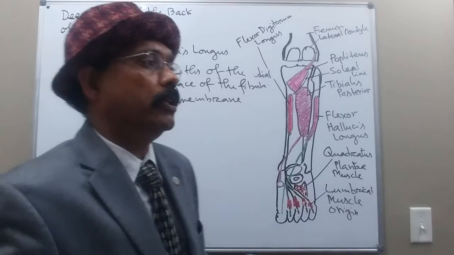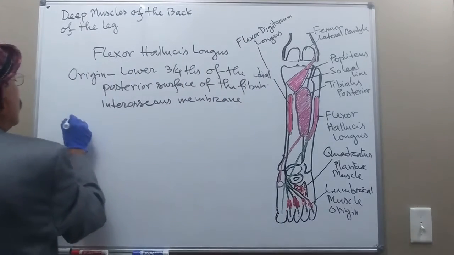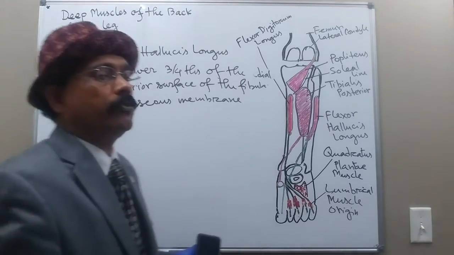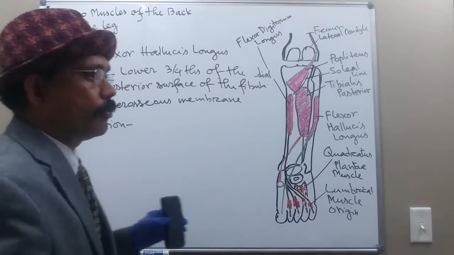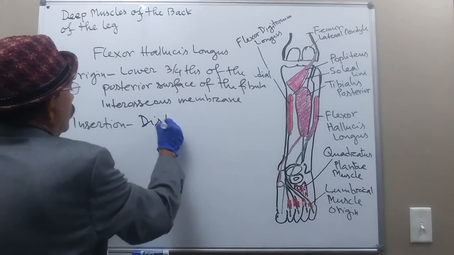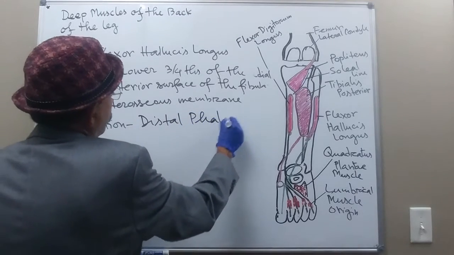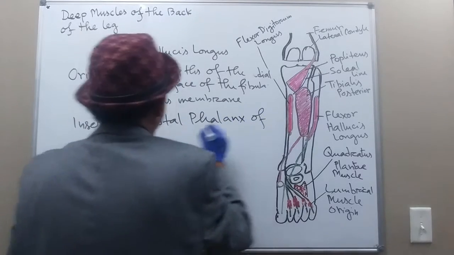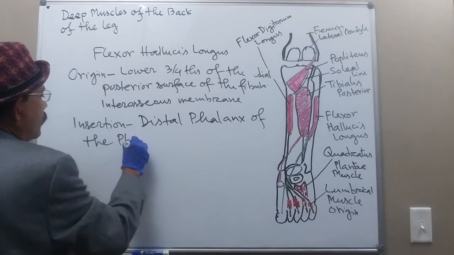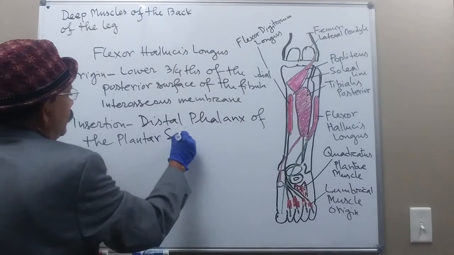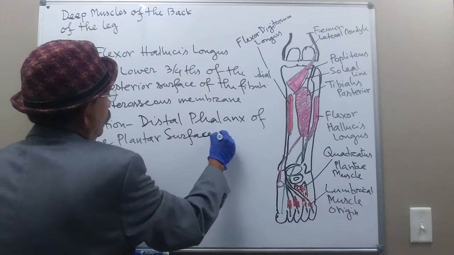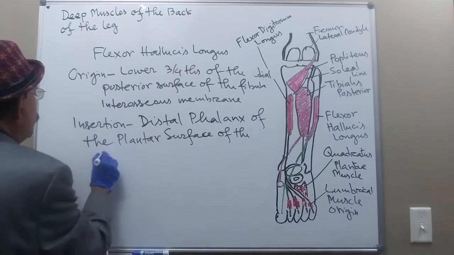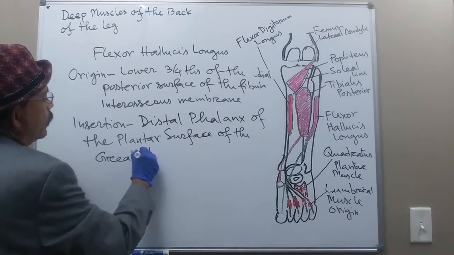Okay, we got that. So origin, insertion. Insertion is very easy to remember: insertion to the distal phalanx of the plantar aspect of the great toe. Distal phalanx of the plantar surface of the great toe. Okay, we got that. Great toe.